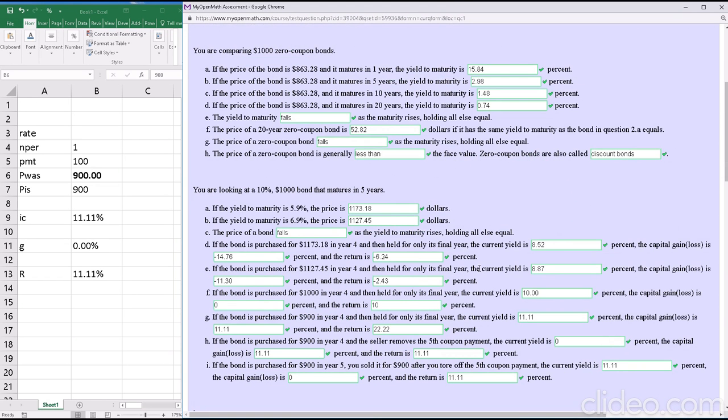And that is question two of homework 3A.